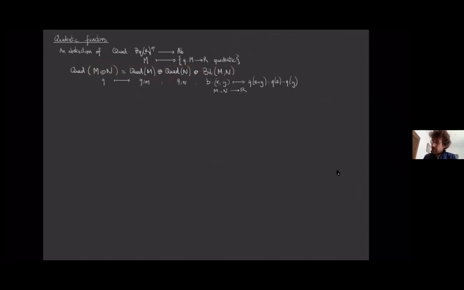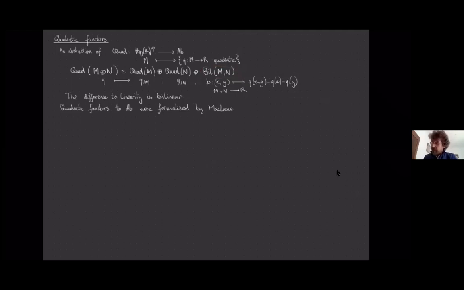If you want the actual maps, they go that way. You take a quadratic form and you restrict it to one summand, to the other summand. And you can also get a bilinear form from the product of the summands to R by just taking this kind of polar construction on the quadratic form. And that is an isomorphism. So what it says is that if you're looking at the functor that takes a module to the quadratic forms that live on that module, it's not linear, but the difference to linearity is some kind of bilinear thing.